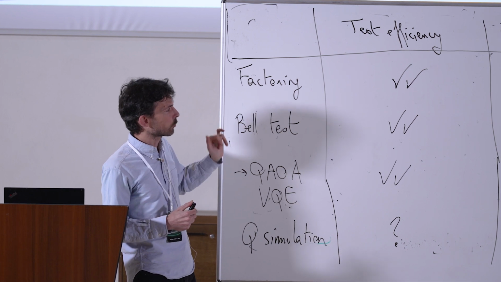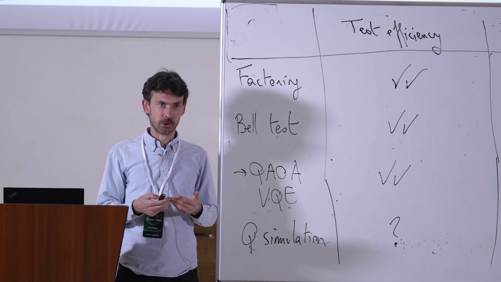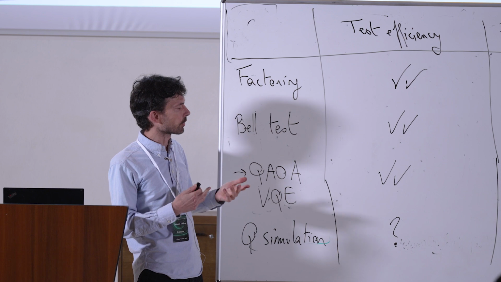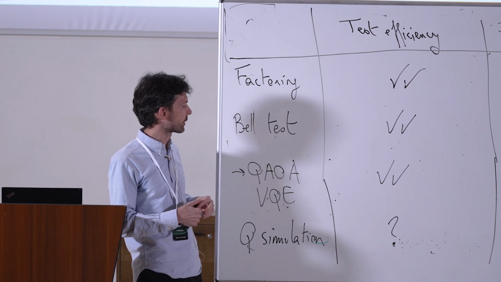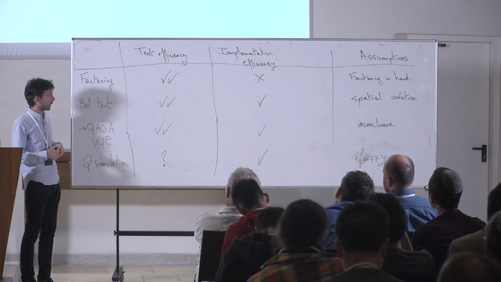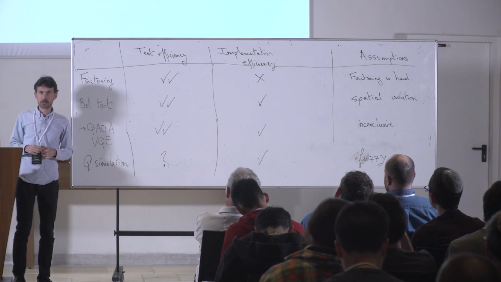Okay, I have two more lines, which are the two lines that I want to get into more detail on: random circuit sampling and the cryptographic tests. Before I go there, does anyone have some other ideas?